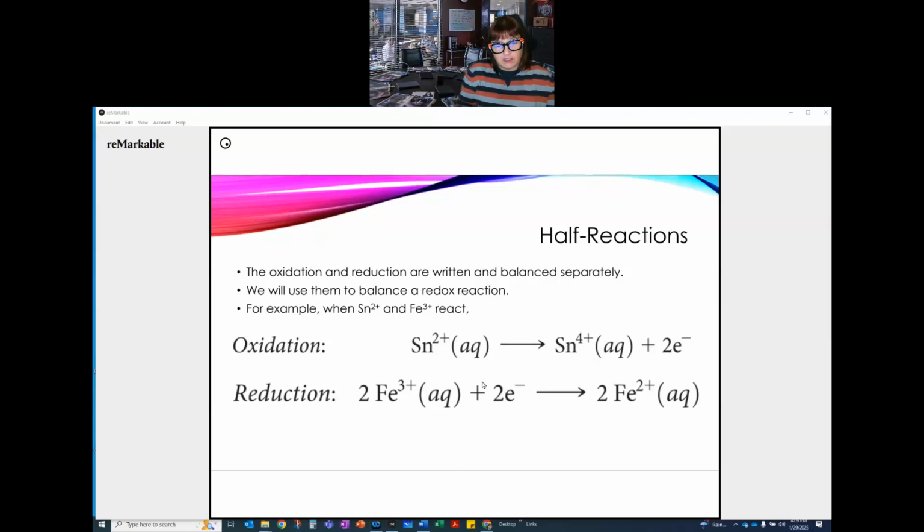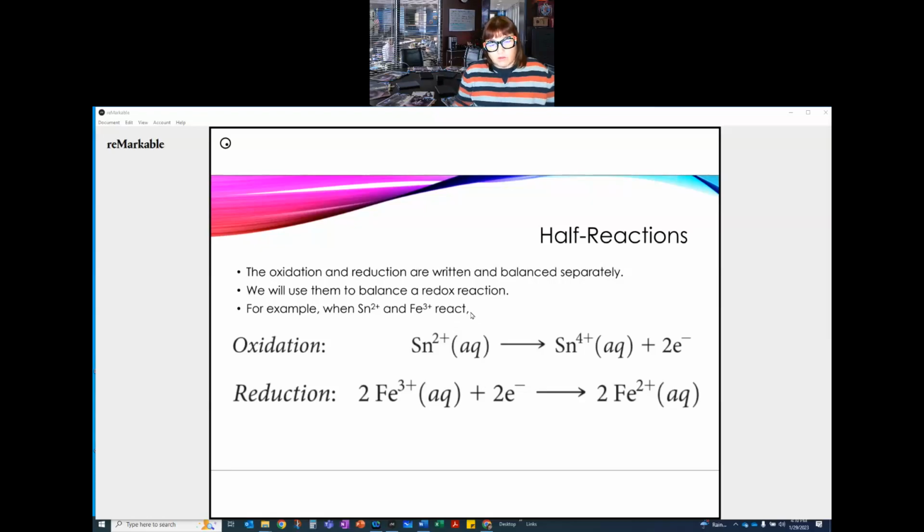So, oxidation. Sn2+ goes to Sn4+ plus 2 electrons. Lose electrons, oxidize. Reduction. 2 Fe3+ plus 2 electrons goes to 2 Fe2+. Gain electrons, reduce. Okay, so we've got an oxidation, we've got a reduction. We're going to use those to balance a redox reaction. So when we have that oxidation and reduction together, they have to work together, and we have to be able to balance them as a unit.